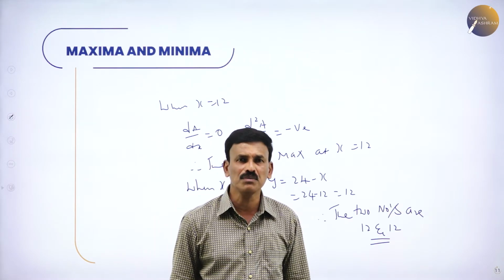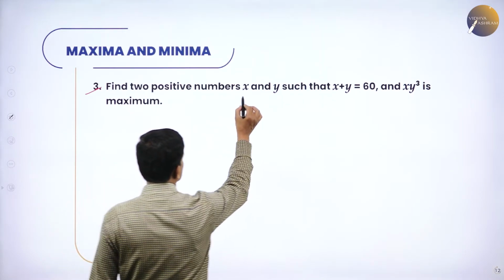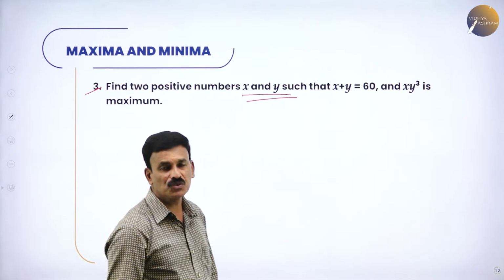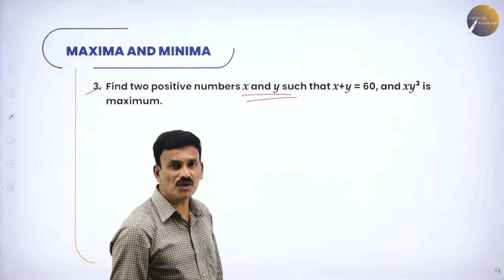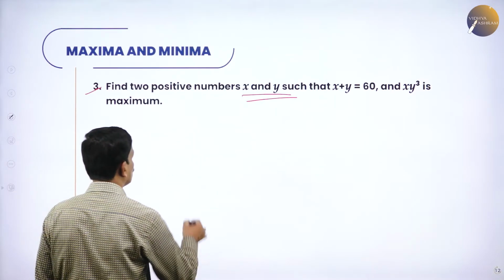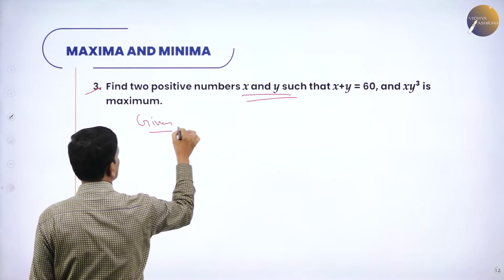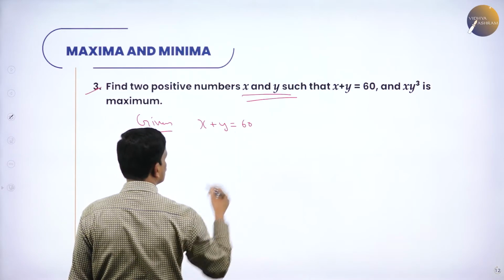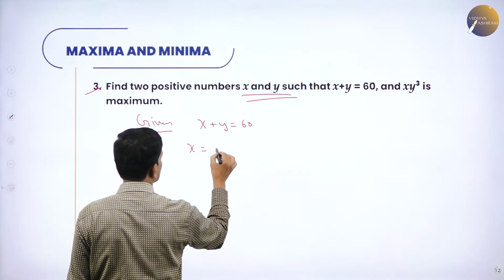Very important problem indeed. Now the next problem. Find the two positive numbers x and y such that the sum of the two numbers is 60 and the product x into y cube is maximum. Given that x and y are two numbers, x plus y is equal to 60. Now just find out the value of x.